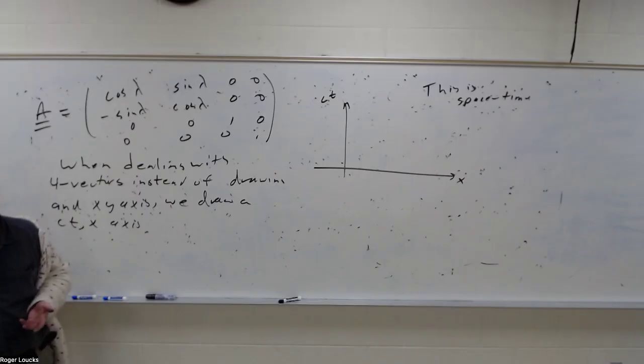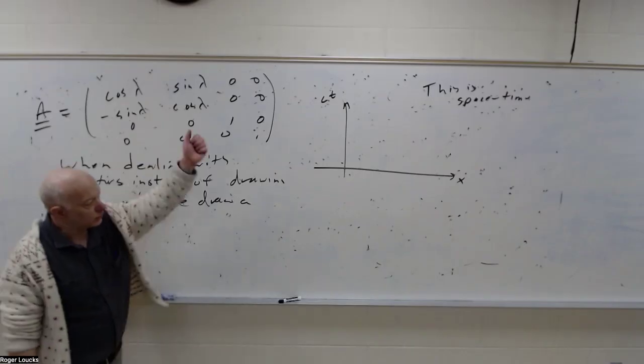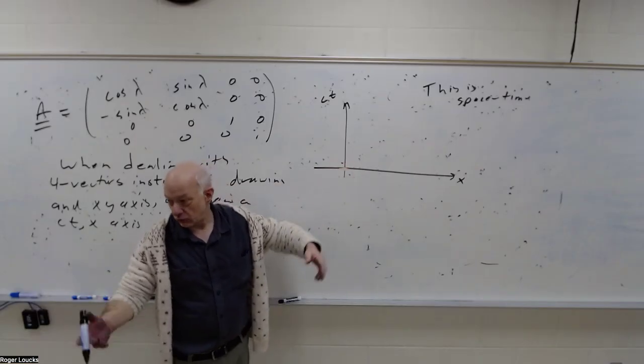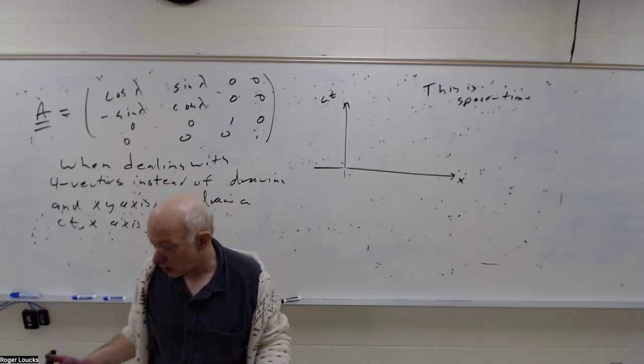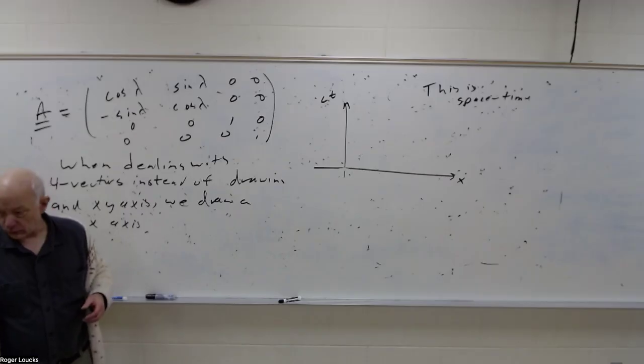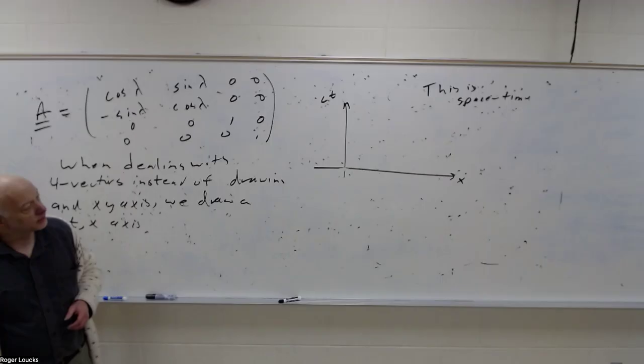Now again, why are we not drawing the other axes? If we had a y-axis, the y-axis would come out here. The problem is the z-axis, you can't draw it because it's a 4-dimensional space-time. And so we're just going to stick with this here and call it good.